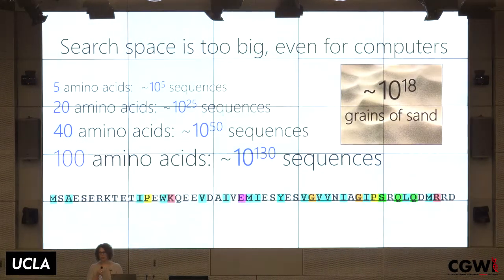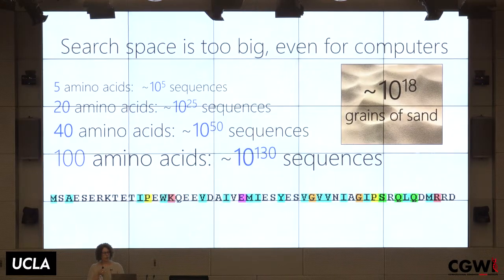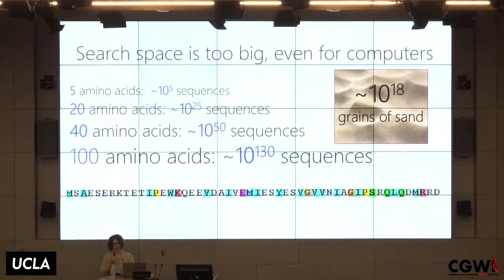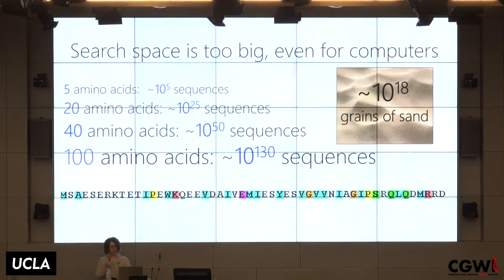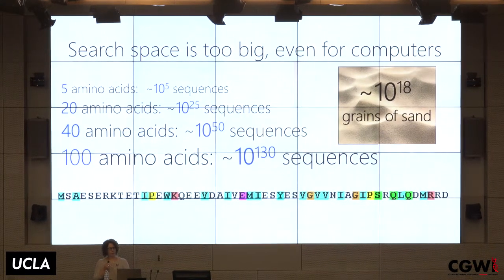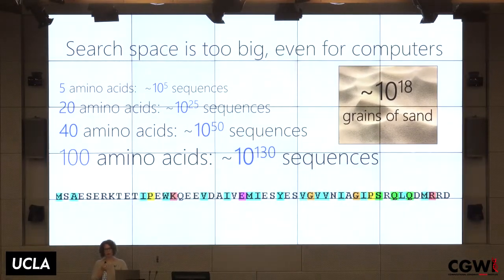But how do the combinatorics look here? Imagine, this is a back of the envelope calculation with no constraints on a particular protein. If you go just from 5 amino acids, how many sequences with that alphabet can you get?